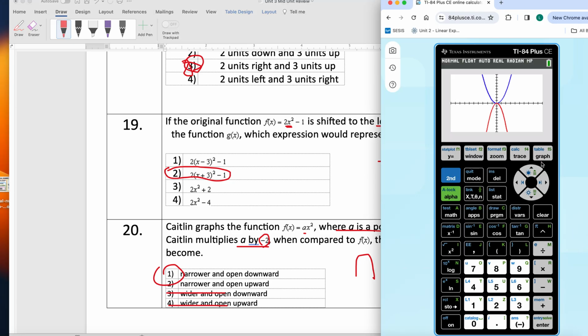Okay. Now, again, you might want to try it. Original graph is the blue one. The next graph is the red one. So what happened to the graph? Well, you can see it got narrower. It is skinnier. And you can see that it flipped and it's going downward.